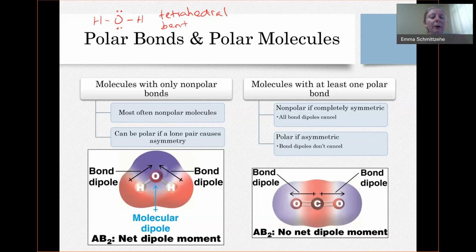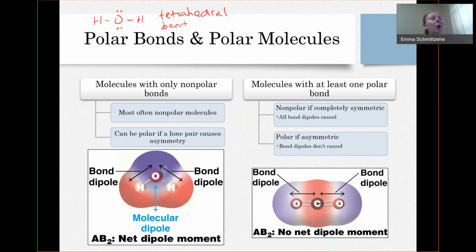And then if you think about the individual bonds, oxygen and hydrogen do have significantly different electronegativities. Oxygen's is quite a bit higher. And so what happens is the oxygen pulls more of those shared electrons towards it. And so you have a bond dipole pointing towards the oxygen for each of those bonds. And that's what those black arrows there are. Those are the individual bond dipoles.